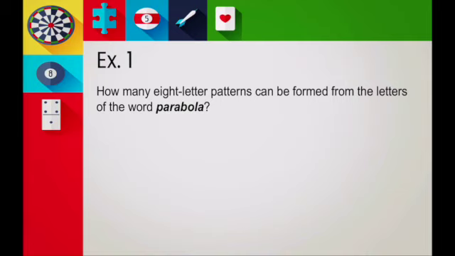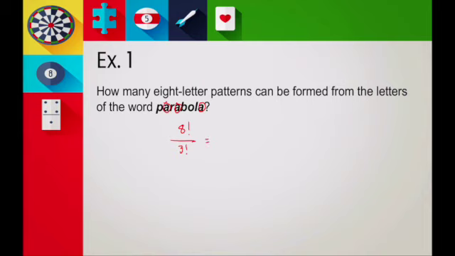How many 8-letter patterns can be formed from the letters of the word parabola? So 8, using our permutation formula, that would be 8 factorial. But we have 3 A's. So that's going to be 8 factorial over 3 factorial. Nothing else repeats, so we don't need to worry about that.